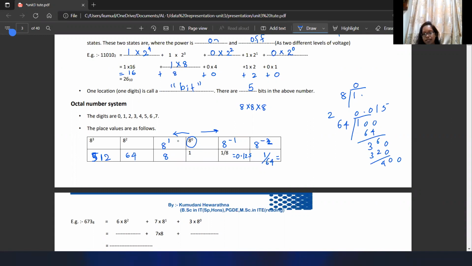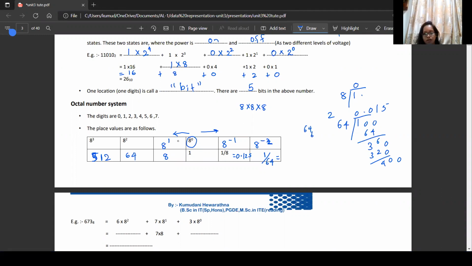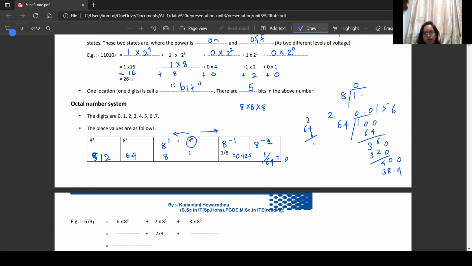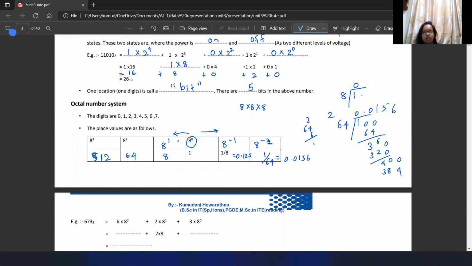We can't exactly divide this one. Roughly you have to take 0.0156, right?